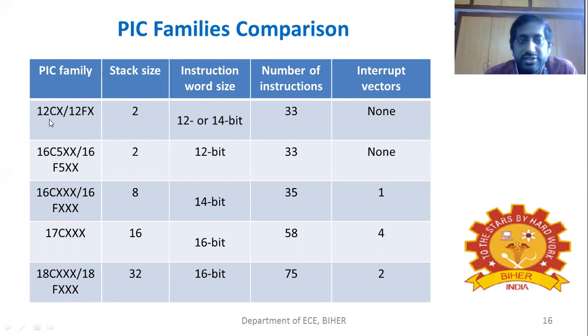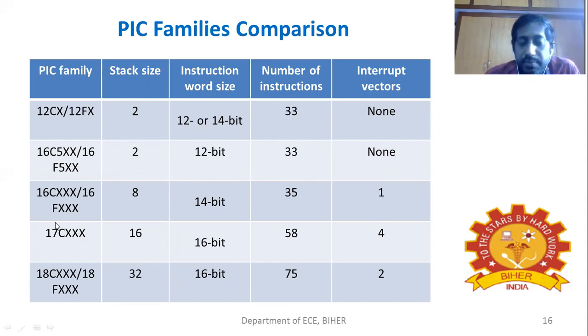Compared with this 12CX, the 16C has a stack size of 2 and an instruction word size of 12-bit. It also has 33 instructions in its instruction set. It also doesn't support an interrupt vector. From 16C, the stack size is 8, the instruction word size is 14-bit, and the number of instructions is more, 35 instructions. It also supports 1 interrupt vector.